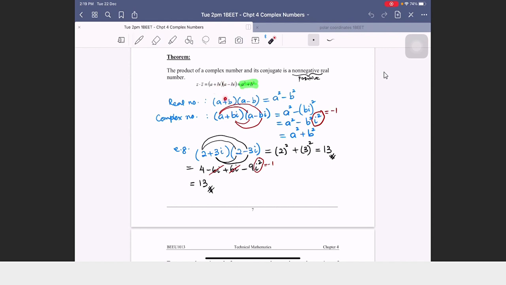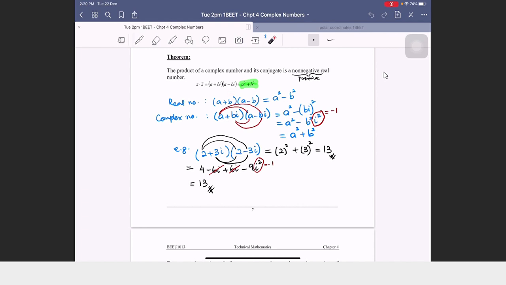Another thing about multiplying by conjugates, or a product of conjugate pairs, is that your product is actually a real number, and that real number is a non-negative real number. So when you have a product of two conjugate pairs, you will not get a complex number, but only a real number.